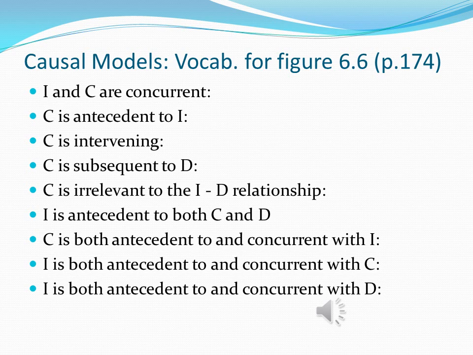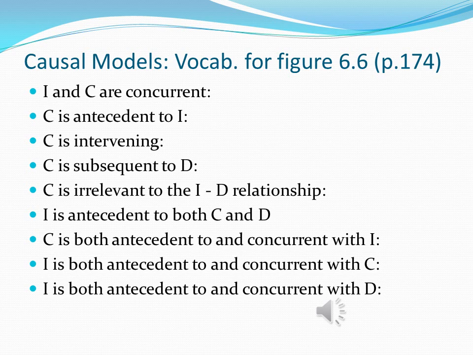For example, the next one down, C is antecedent to I. Notice that C goes to I. It's the antecedent. It goes first. It affects I. And then the I is the intervening variable. Notice it's between C and D. So C is the antecedent, I is the intervening, and then it leads to D.